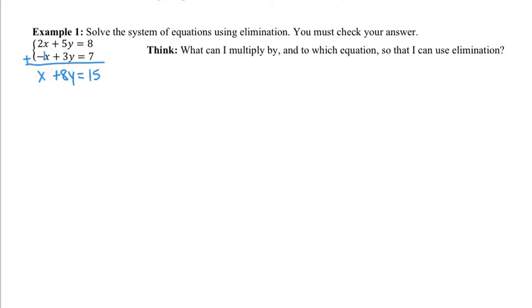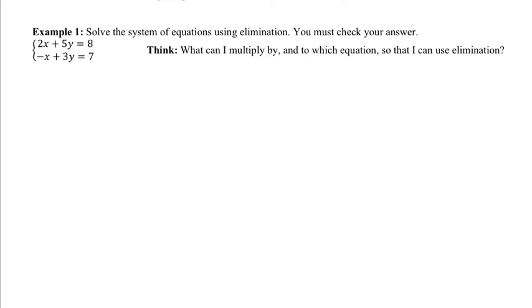So we're not going to just add willy-nilly. We need something to eliminate. So this is what we need to do. We need to multiply one or both of the equations by something so that when we add, they do eliminate. So here's what I want you to think. What can I multiply by and to which equation so that I can use elimination?